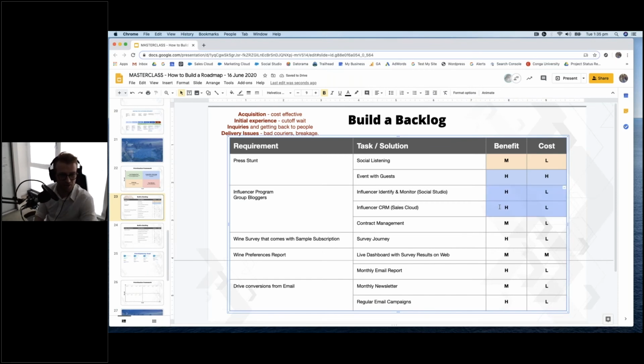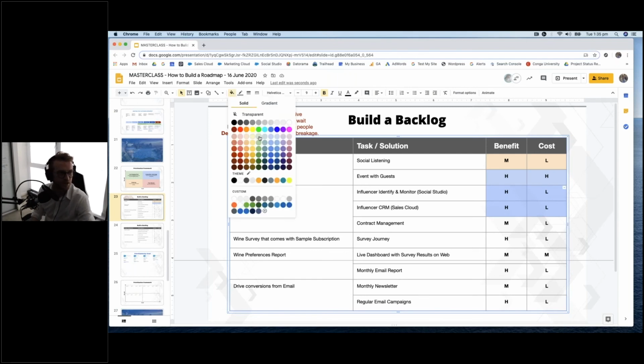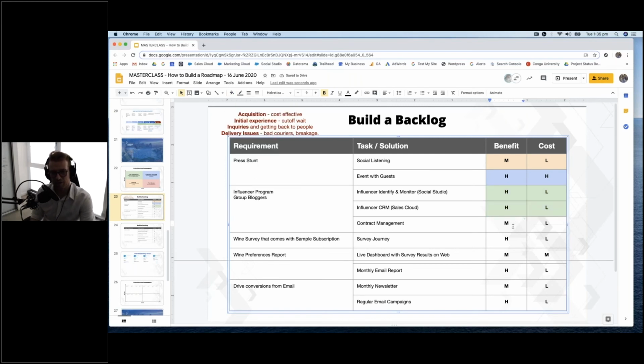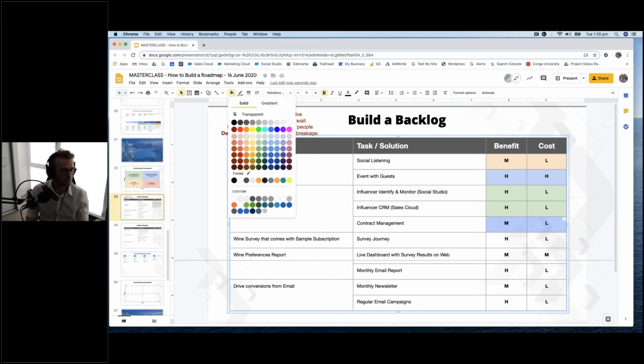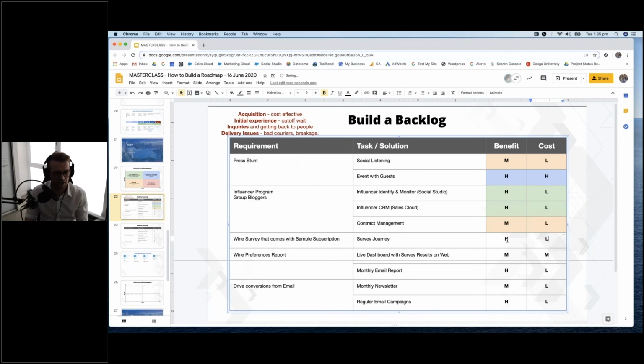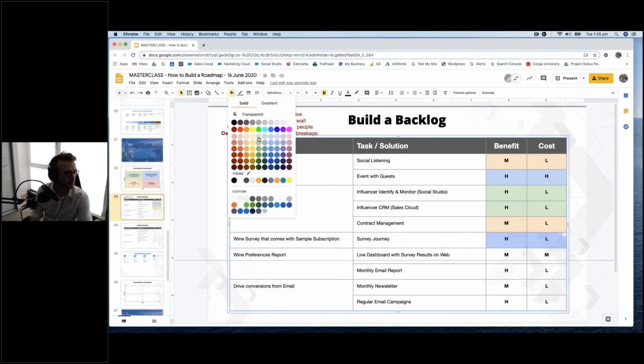Okay, and then we've also got the influencer CRM as well. So this is using a CRM to track your influencers as you would do customers. So that's also a really low hanging fruit as well. Contract management requires probably a little bit of time investment to get the contracts up and running, but you've got to do it anyway. So this one I'd say is more polishing. Okay, next one, survey journey. So high benefit, low cost. So this one is a low hanging fruit.